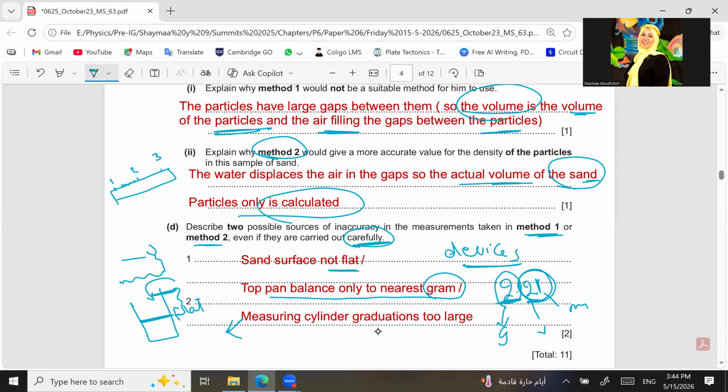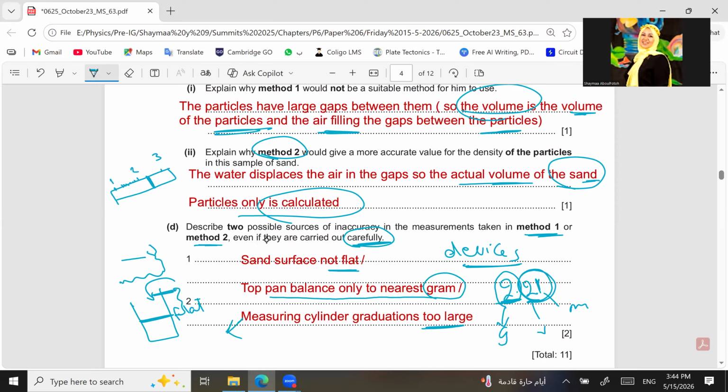The same with the measuring cylinder: the graduation is too large. This is one of the sources which give me an inaccurate reading. I need to make the graduation very small. Why? Because, for example, if the volume is at this 1, what should I do? How can I take the reading? So we need it to be smaller, not too large.